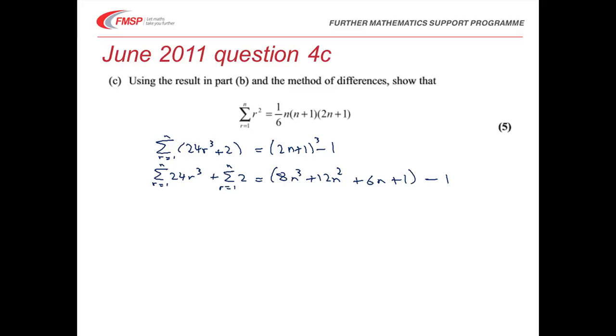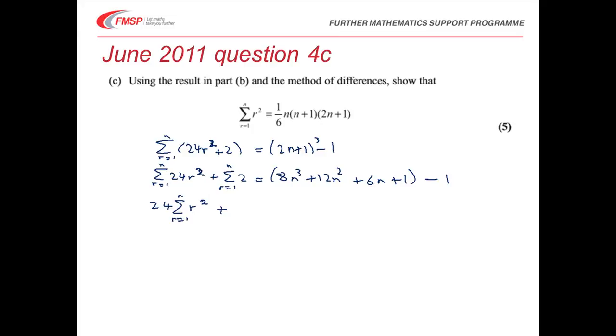The sum of 24r squared, every term in that series will have 24 as a common factor, so I can write it as 24 the sum of r. It's supposed to be an r squared. Apologies, let me just quickly fix that. It's the sum of r squared from 1 to n plus. Sorry about that typing error.